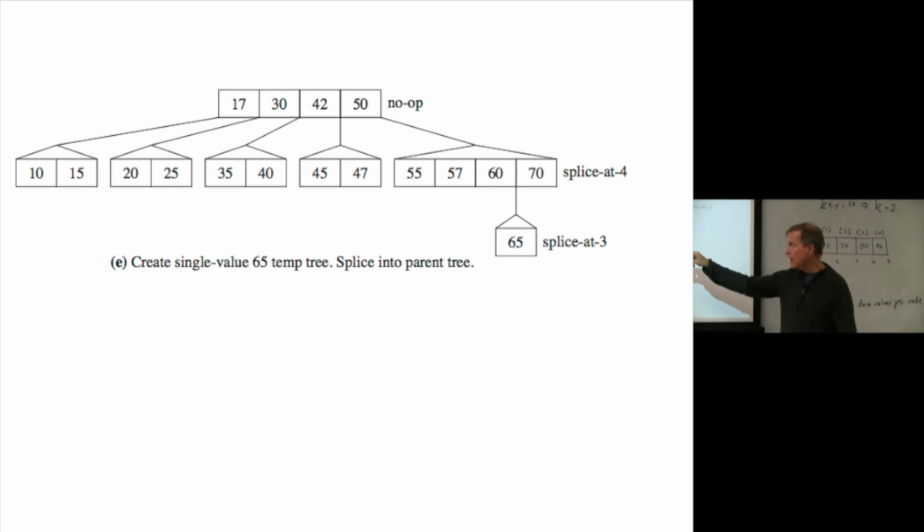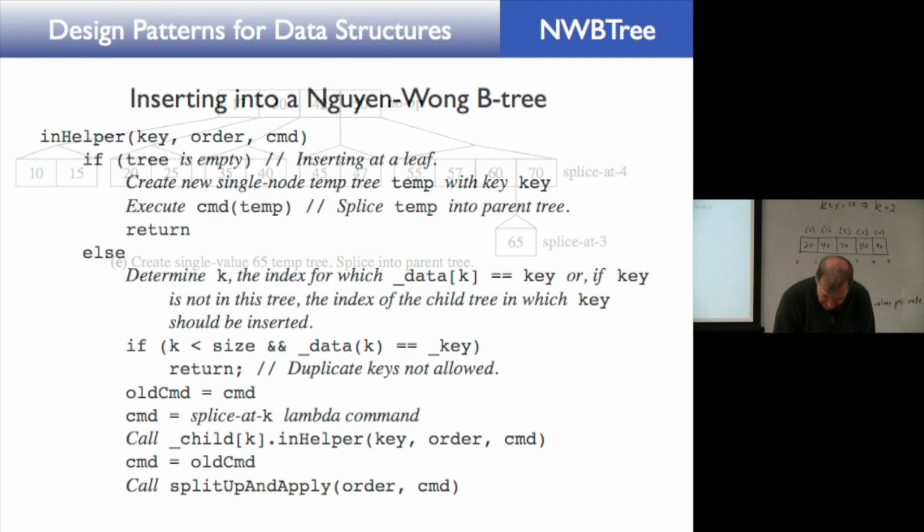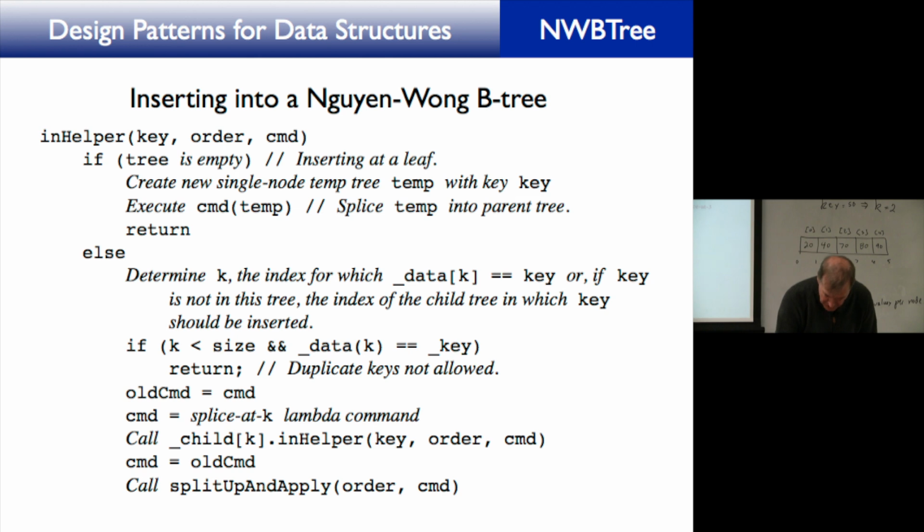Create a new single value 65 temp tree like this, okay? And from the previous figure, the command is splice at 3, right? So after we do that, we execute. And now, do you see up there on the if tree is empty? Now that we have created that, what does it say? Execute what? Splice at 3.